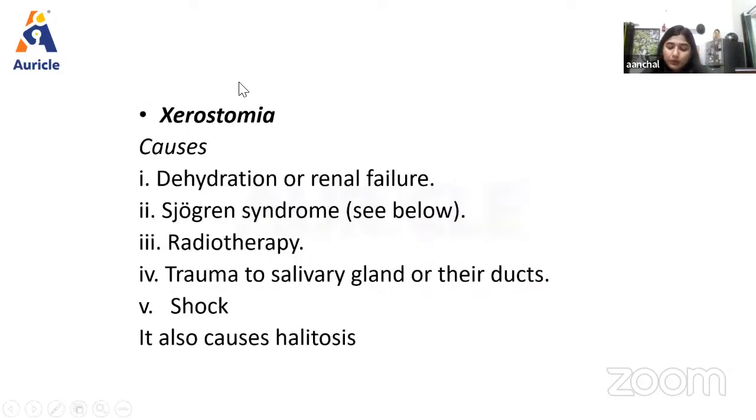Next, we have xerostomia. Xerostomia means dry mouth. It is also known as pasties or cotton mouth, and it is due to hyposalivation or absence of salivary secretions. The reason could be dehydration or renal failure. Sjogren syndrome could be another reason. In case of frequent radiotherapies, trauma to salivary glands or their duct. Another reason could be shock. So these are the causes whenever xerostomia is present in a patient.